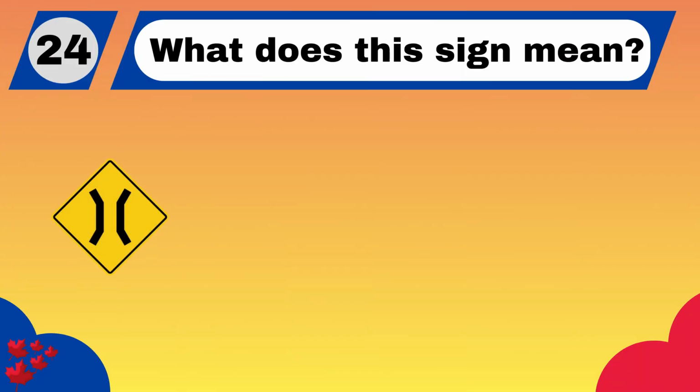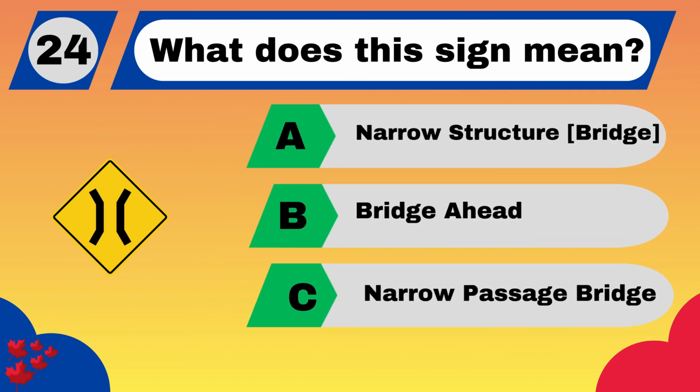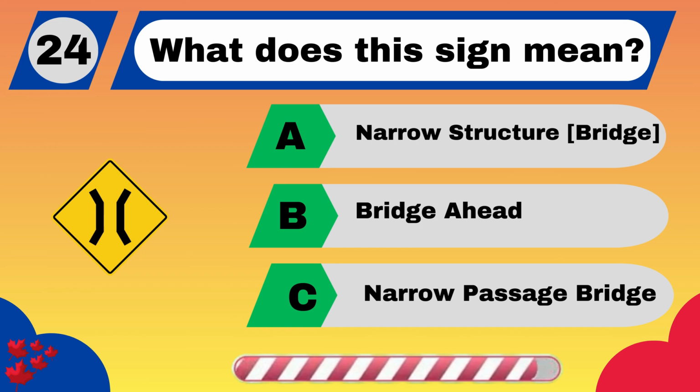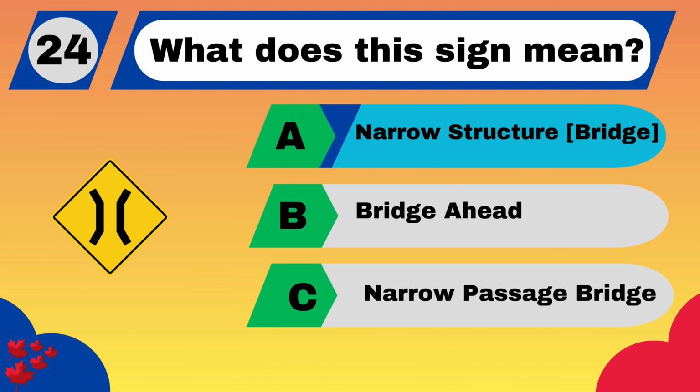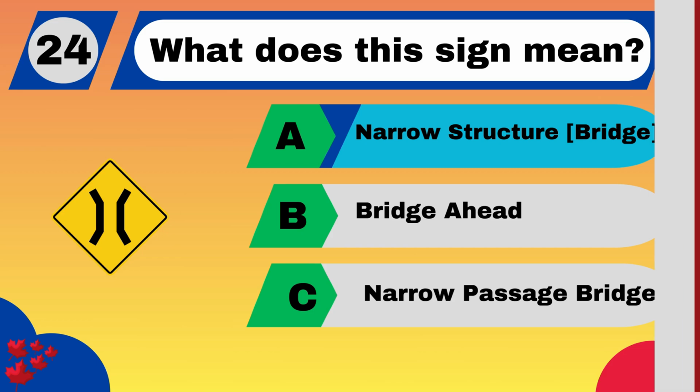Question 24. What does this road sign indicate? A. Narrow structure, bridge. B. Bridge ahead. C. Narrow passage, bridge. That's correct. A. This sign warns of a narrow structure such as a bridge.